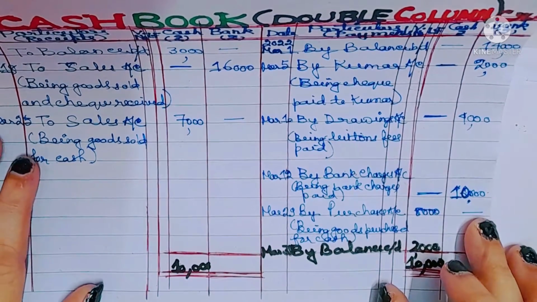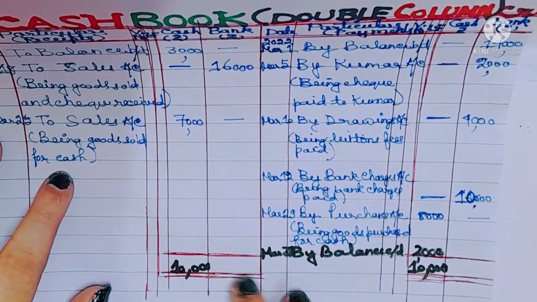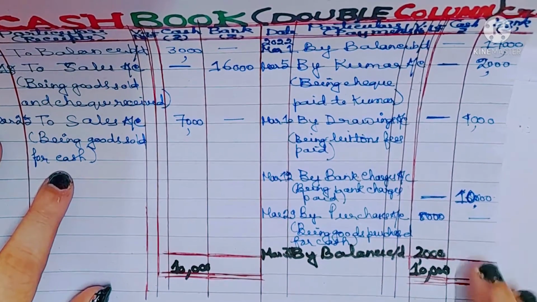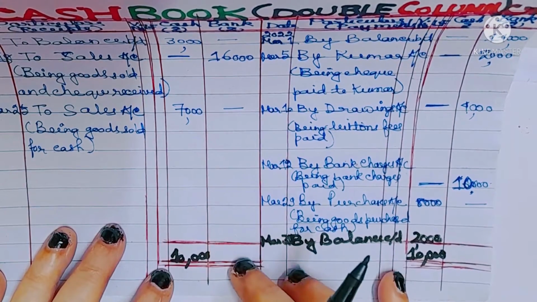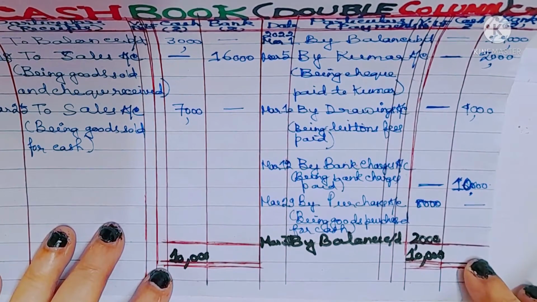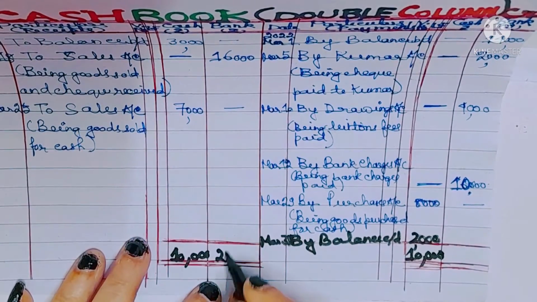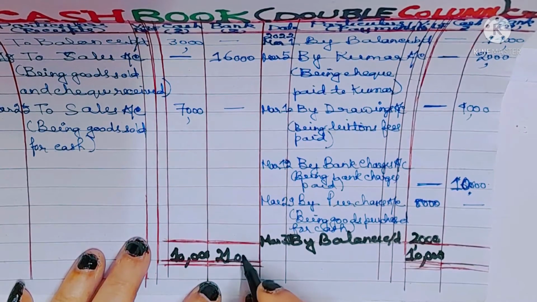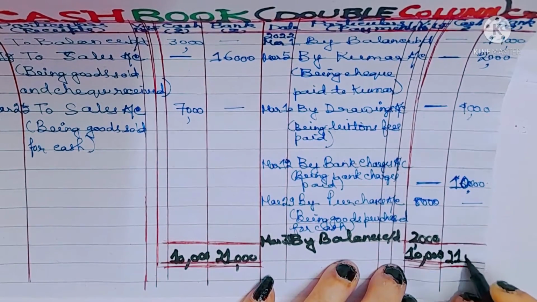Okay, similarly now we have to calculate the total of bank column on the debit side and the total of bank column on the credit side. So let's do it. The total of bank column on the debit side is 16,000 and the total of bank column on the credit side is 21,000. So whichever is bigger, we have to write on both sides. So we'll have to write the total of credit side, 21,000. We can't write 16,000, that is the total of debit side.